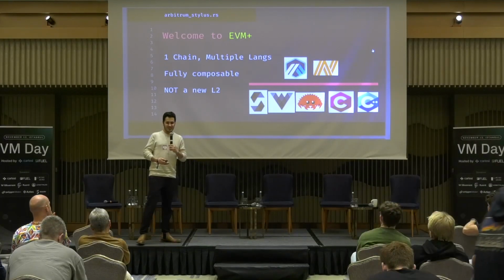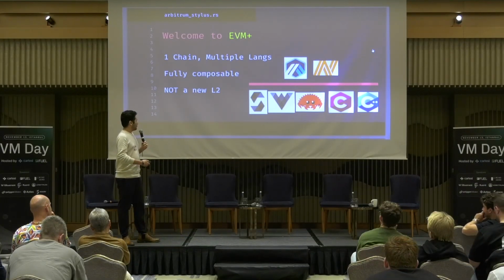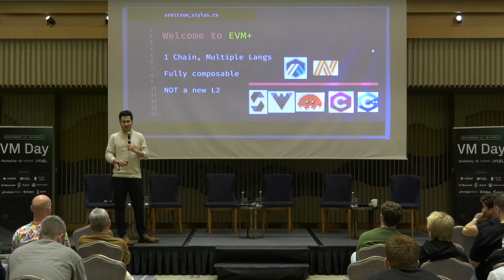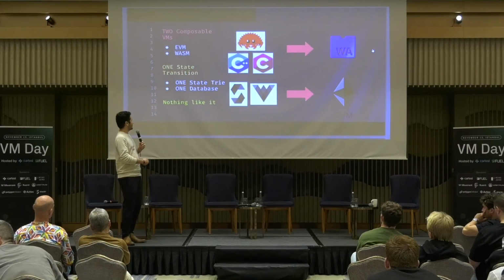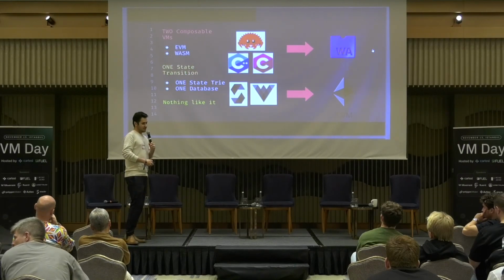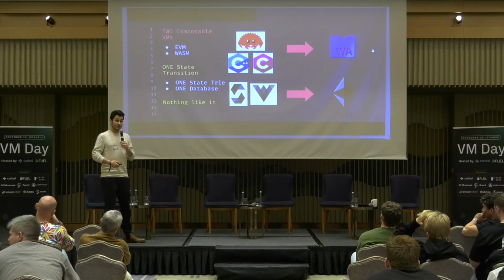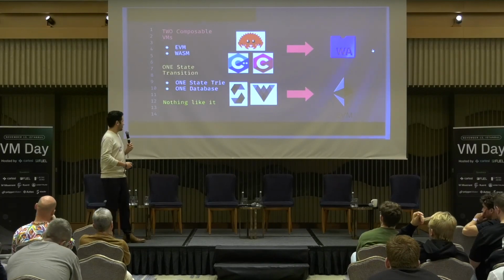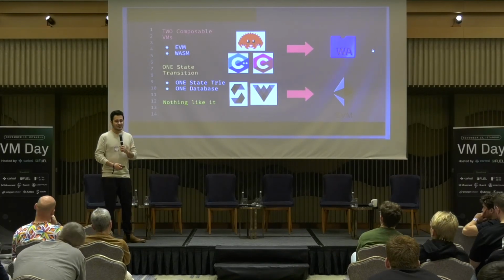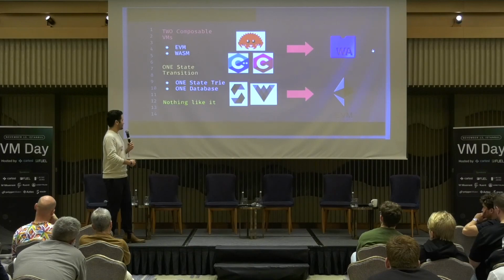So we call this EVM+. One chain, multiple languages, fully composable, and it's not a new L2. We have one single state transition and one single state tree, which is the Ethereum state tree, one single database, and there is nothing like it.